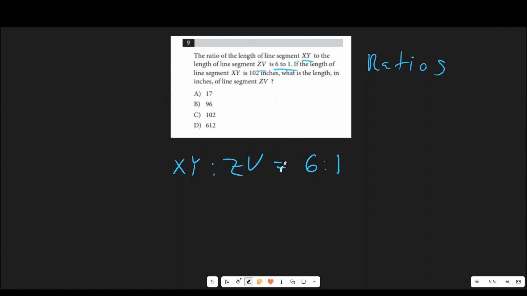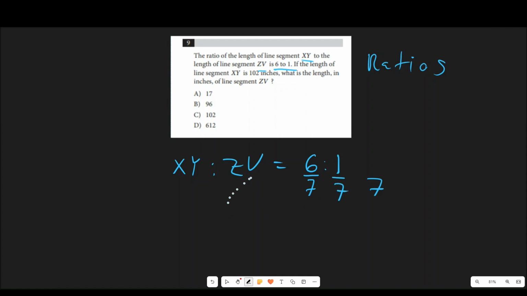Whenever you have ratios, you should think of these as two separate parts of a greater whole. What I mean by that is you can imagine this is 6 parts and this is 1 part, and together they make how many parts in total? 7 total parts. So when you think of ratios, just think of these as parts. Now we know this would be 6 out of 7 parts to 1 out of 7 parts.